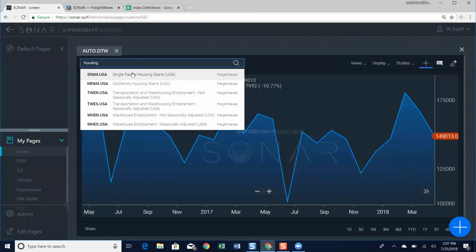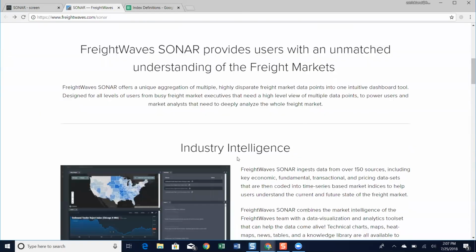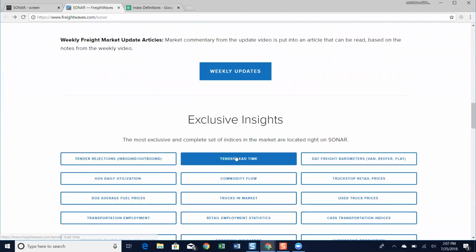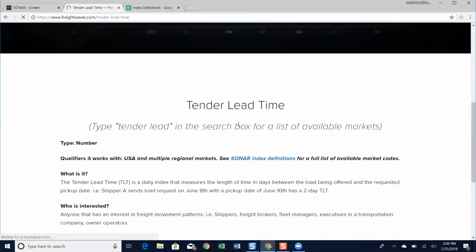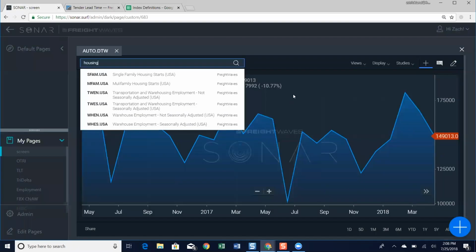If you click on any of those buttons, there's a common language search feature underneath some of those tickers. I'll go ahead and just show you real fast. It'll tell you right here, type tender lead in the search box for a list of available markets. And that's a quick way to search what's available in each one of those ticker indices.